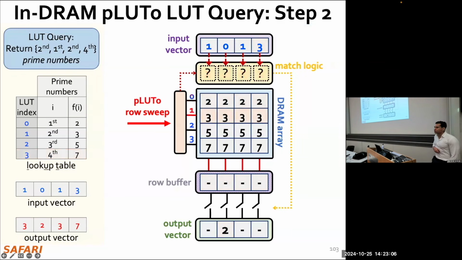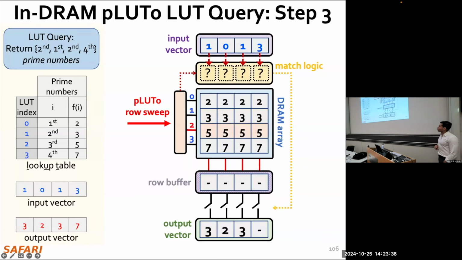I move to the next row. Then again, this process repeats, and the match logic starts asking questions again. Now I'm going to have a match between the first element of my input vector, since I'm accessing row 1, and the third element of my input vector. Yes, I'm accessing row 1 again. Those positions in the matching logic are going to be asserted, and I'm going to copy the data from my local row buffer to my output vector in those positions that were asserted.